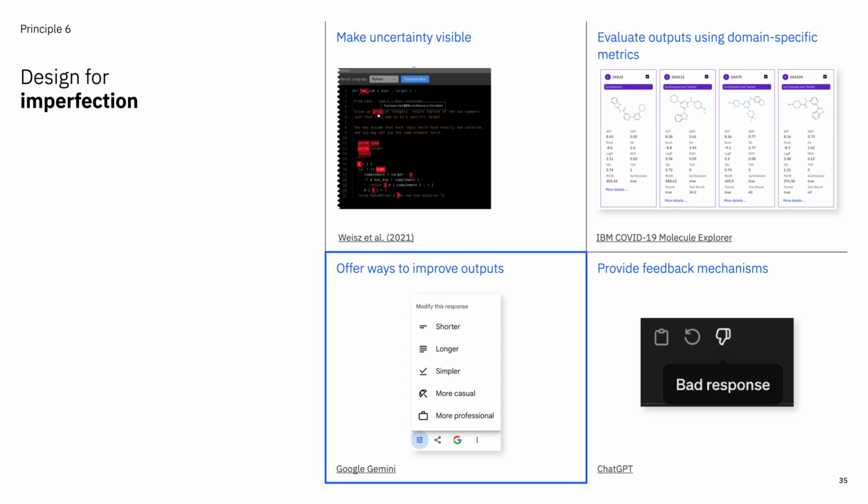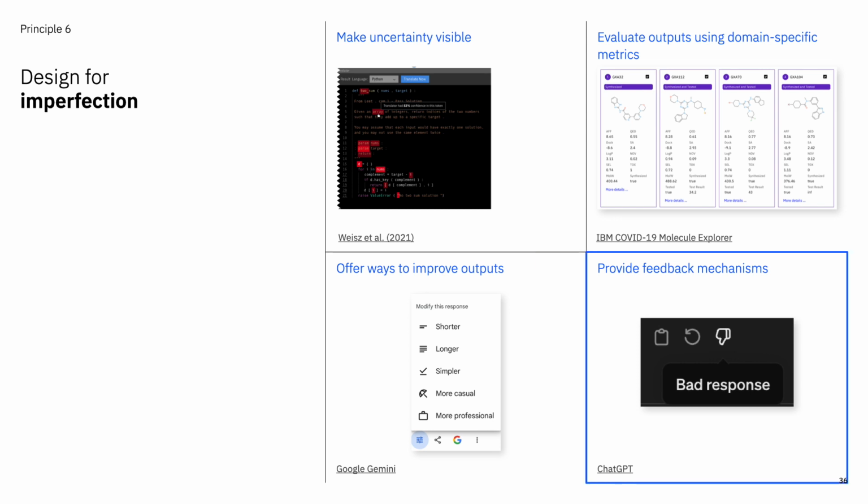Another way to cope with imperfection is to offer ways to improve the quality of an artifact, such as how Google Gemini lets users modify its responses to be longer or shorter, more casual or more professional. And finally, feedback mechanisms can be used to flag outputs that don't satisfy users' needs, like how ChatGPT lets users provide thumbs up, thumbs down ratings. This feedback can be really useful for collecting data that can be used to tune the underlying model.